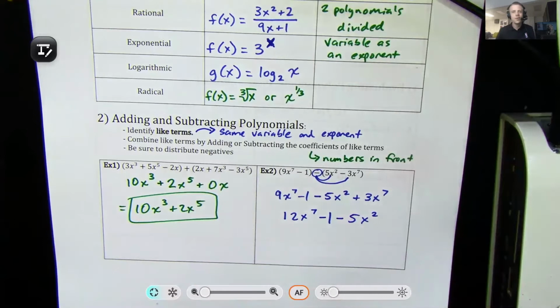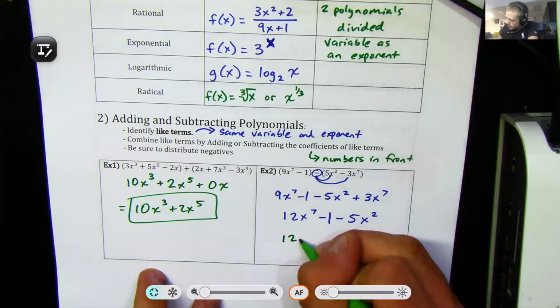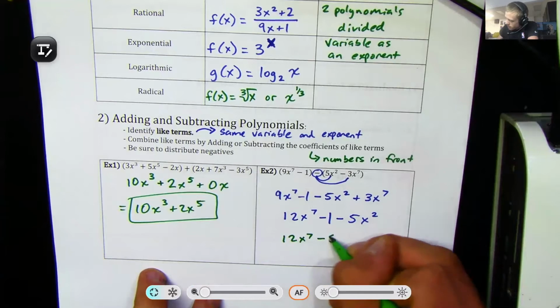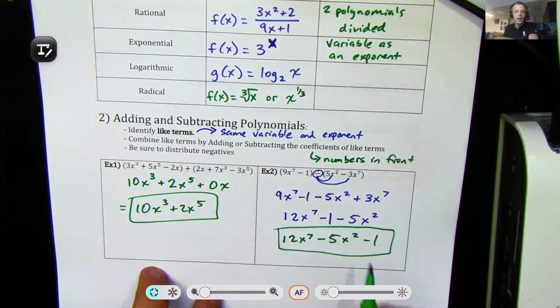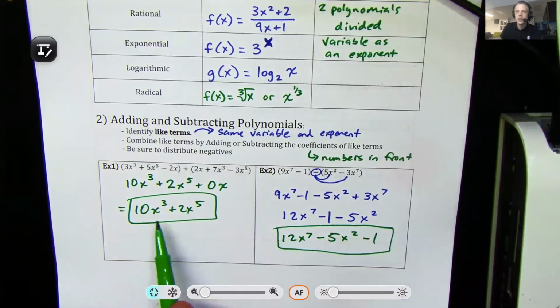So that is one way to write this answer, but the standard form way to write this answer, you might remember, is the following: 12x to the 7th minus 5x squared minus 1. And that is the proper way to write our answers. I didn't do it over here, and I'm normally not going to take points off for it, but just know that that's the standard form. All right, so next page of notes.